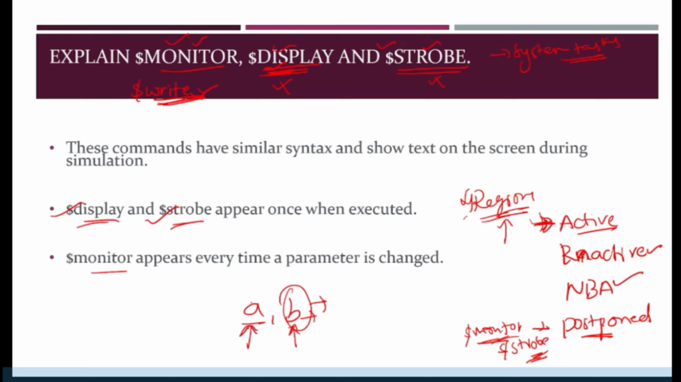But you want to monitor A, that means you want to see every change in this particular variable A. So whenever there is any change, if you want to monitor it, then you should use dollar monitor. The dollar monitor system task means that whenever there is any change in the parameter, it will be displayed on the output screen. But dollar display and dollar strobe are not like that, they will be executed only once. So that is the difference. Hope you got the difference between all these four system tasks.